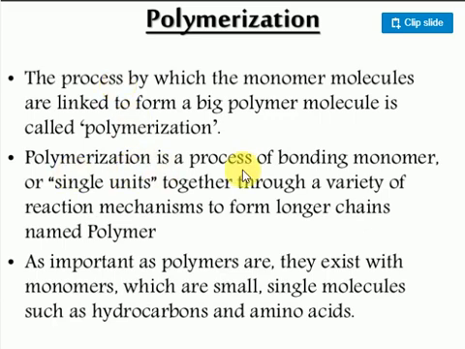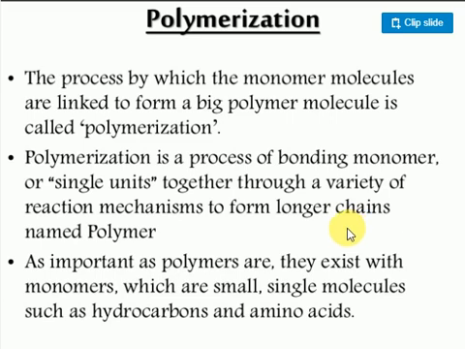So polymerization is the process of bonding monomers, which are single units. The small units are joined together to form a large number of molecules. So here, look at this one. They have given a very clear idea. Just imagine single units together through a variety of reaction mechanisms to form a large molecule. They follow various methods to form large molecules, which is known as polymerization only.